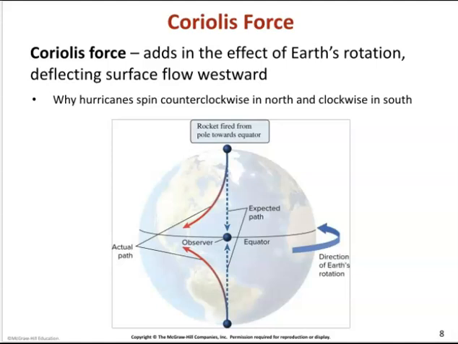And so one of the other things we notice is that if we have someone standing at the North Pole and we fire a rocket to the equator, because the Earth is spinning, it will not go in a straight line. It will actually go to the west. Because the Earth is turning, the rocket will actually wind up moving toward the west.